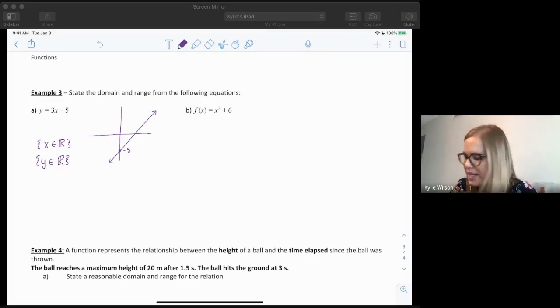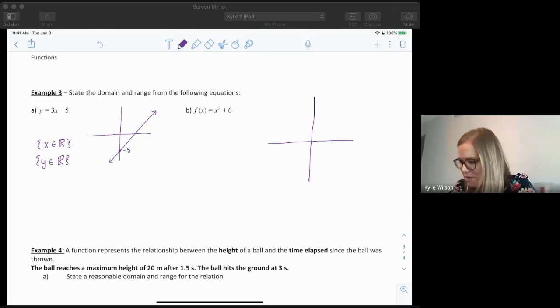The next one is going to be a parabola. So we're going to do a little bit of grade 10 review, and we will be reviewing all of these different functions in more detail later on. So for the moment, just bear with me if you're looking at this feeling like, oh, I don't remember how to graph parabolas. Please don't panic. We will be talking about it more later on.